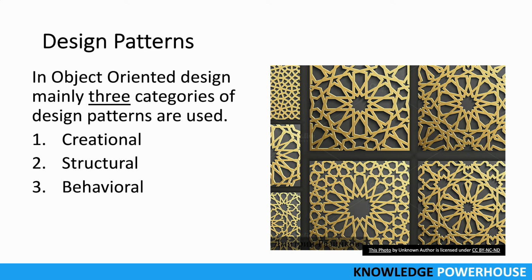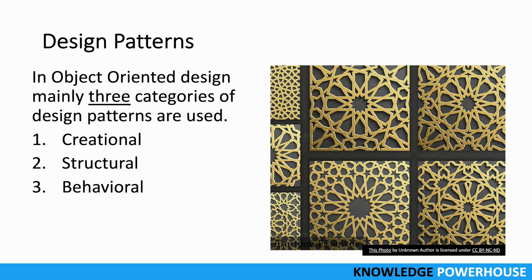In object-oriented programming, we have mainly three categories of design patterns. First is creational. These are the patterns which are used for creating different kinds of objects, classes, or entities. Then we have structural design patterns. This category of patterns is used to build the overall architecture.